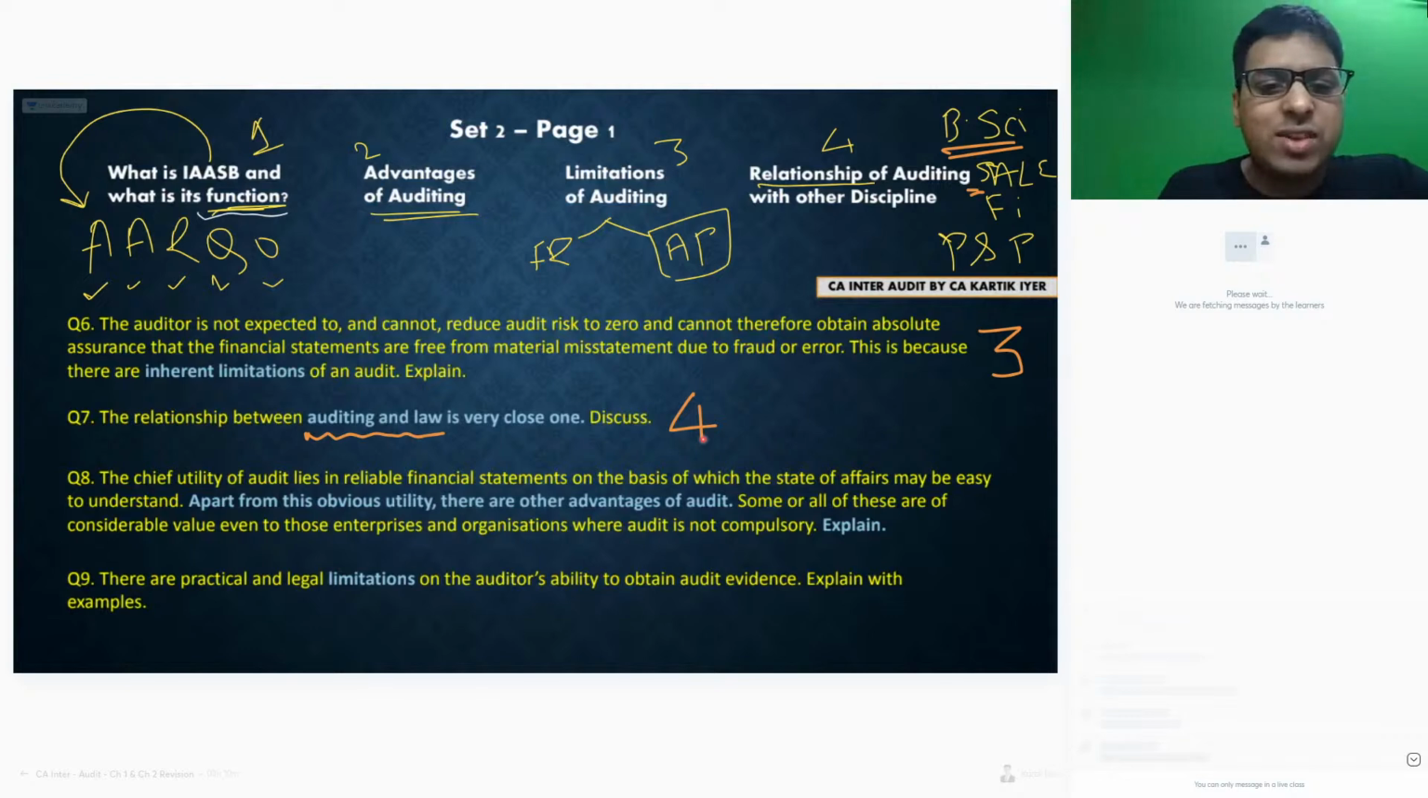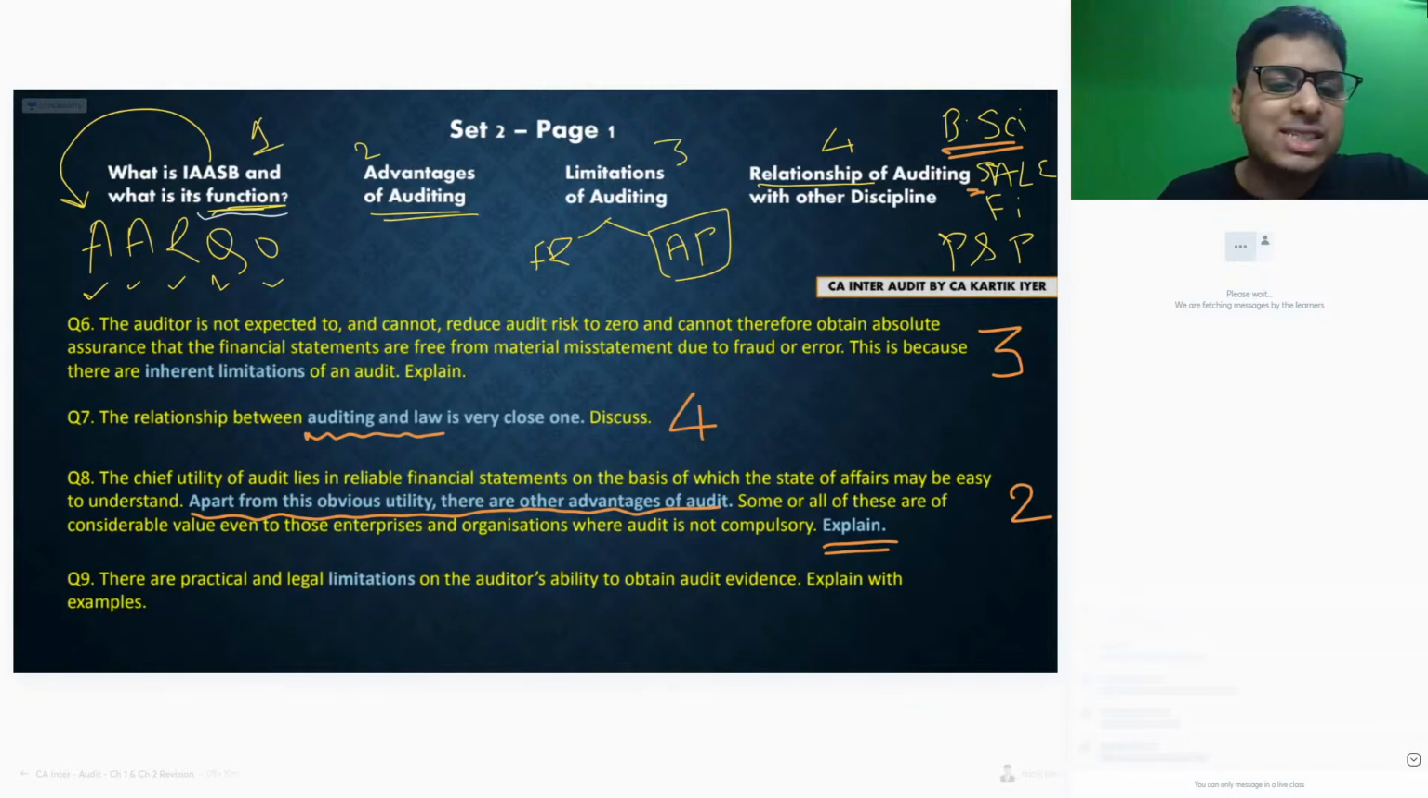Now next here they have given, see, apart from the obvious utility, there are other advantages of audit. And then they have given explain. See, I have marked the important areas only. So can you tell me what are the advantages of auditing? Which answer is this? Perfect. Answer number 2. Awesome. Fantastic, guys. Answer number 2.